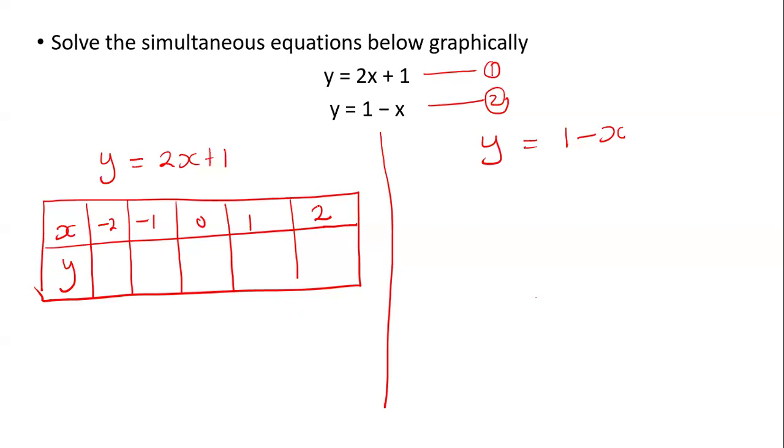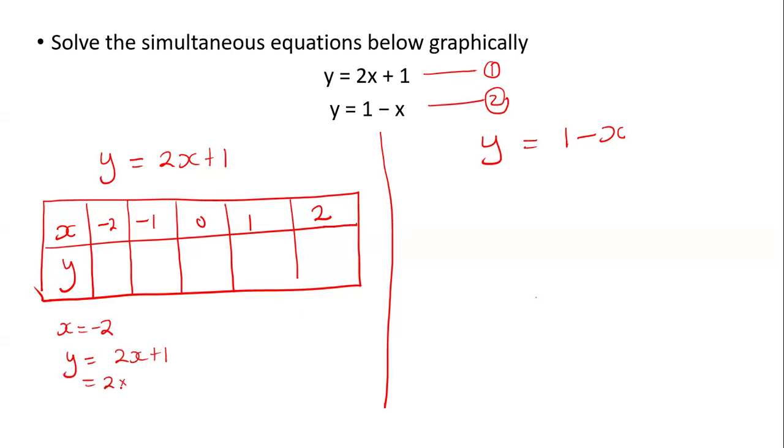So what are you going to do? After obtaining the values of x, you're going to come to this equation you want to plot and start filling in the x. Our first x, according to the table, is equal to negative 2. So I come to my equation, y is equal to 2x plus 1. Where there is x, I'll put negative 2.